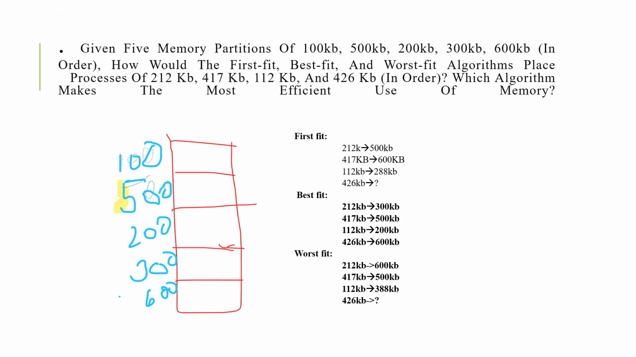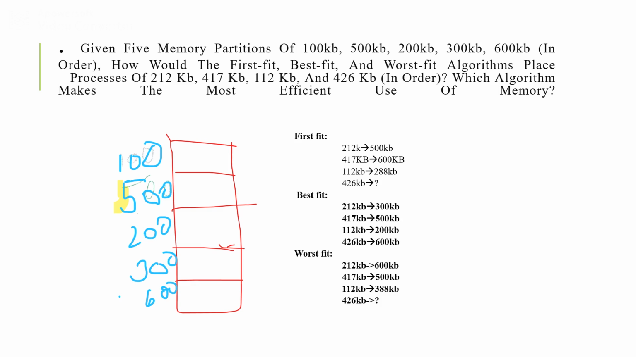So 212 KB can be directly placed in 500 KB. It is quite large. And then 417 KB goes in the next large hole. Which is the next large hole? Apart from 200 and 300, we have got 600 KB. So 417 KB will be placed in 600 KB. Next, 112 KB, where will it be placed? 112 KB will be placed in 288.